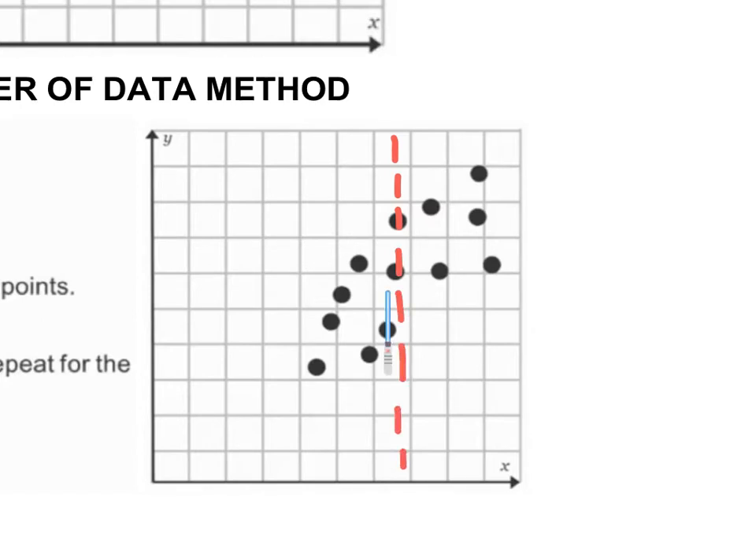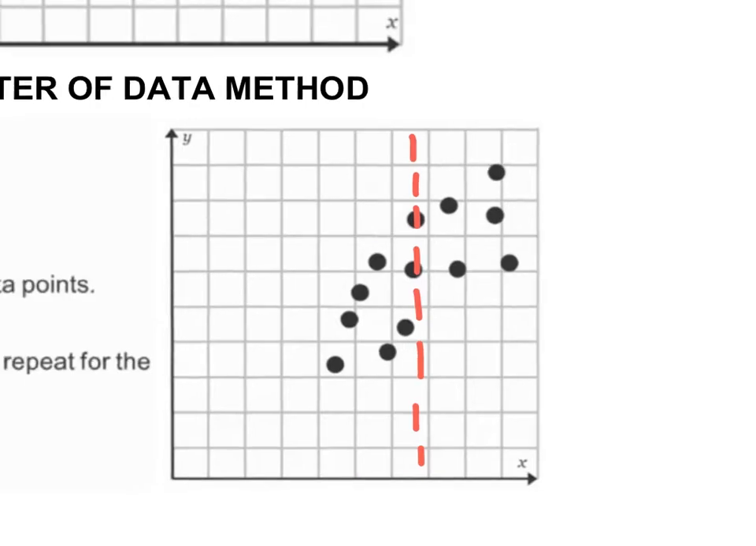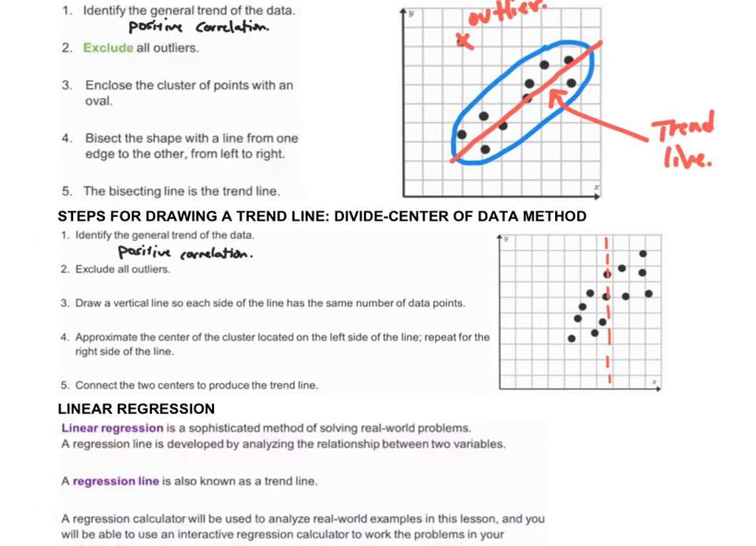And notice what I have here: 1, 2, 3, 4, 5, 6 on one side, and 1, 2, 3, 4, 5 on the other. So I've more or less cut this data in half. Then the next step is where it gets kind of weird. I want to approximate the center of the cluster located on the left side of the line and then repeat for the right side of the line.